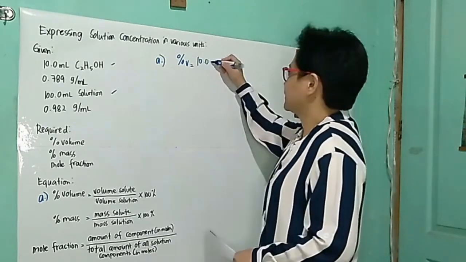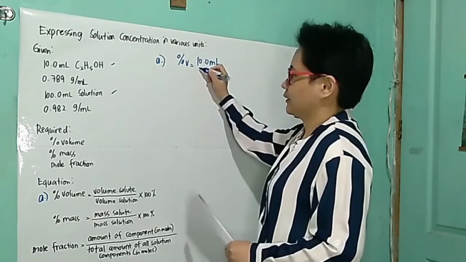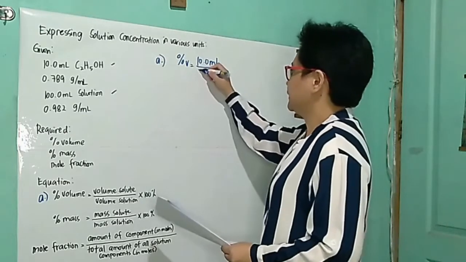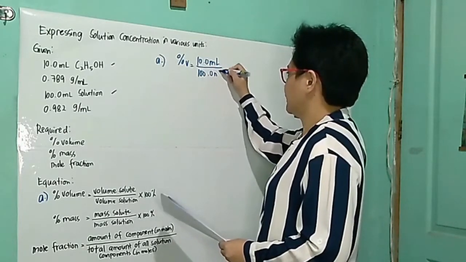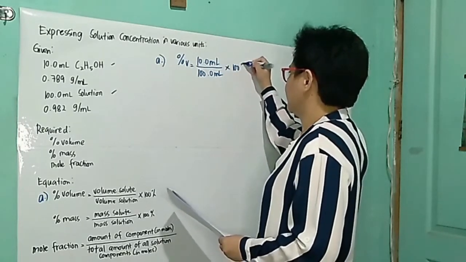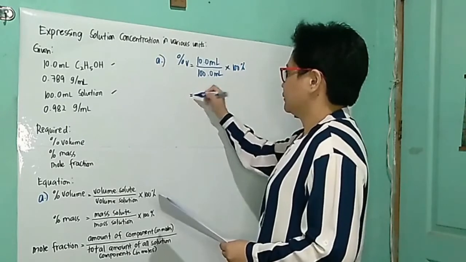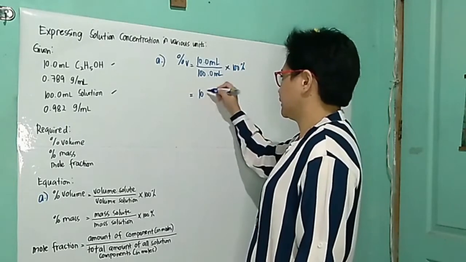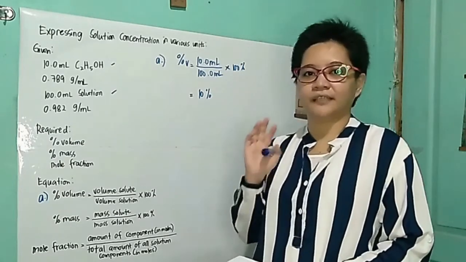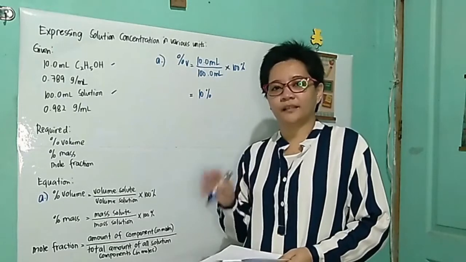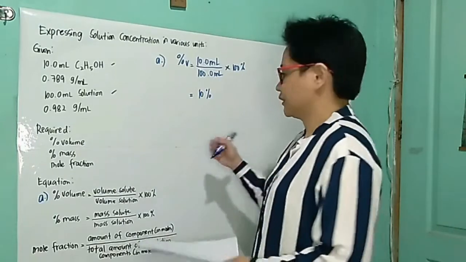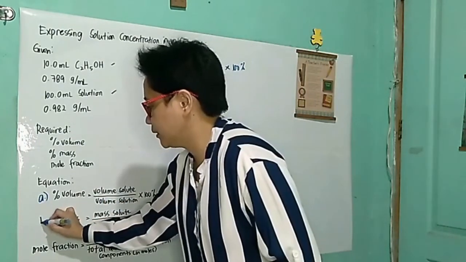Then, which will give you 10%. So, this means that you have 10% by volume of ethanol in a 100 ml solution. So, let's take part B.